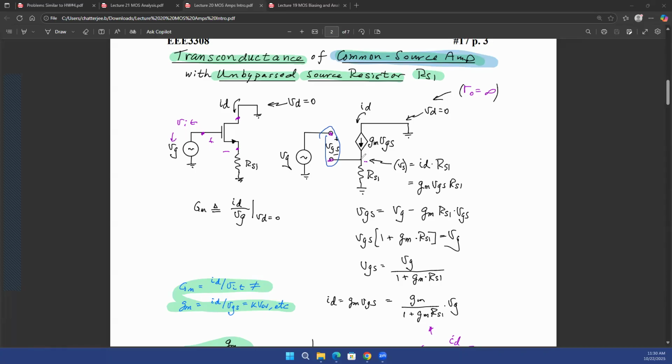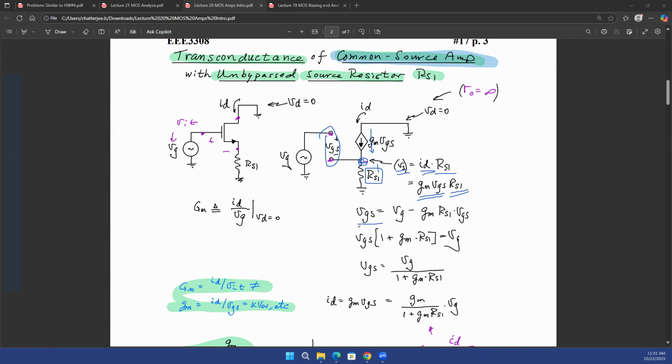But is that really so? Do you have no idea? Of course, you can calculate your VS, and that's what is being done over here. Your VS is your current multiplied with RS1. There is a current flowing through, so this is the current. That current multiplied with RS1 will give you the voltage VS, just from Ohm's law. So VS is equal to ID times RS1, and ID is equal to gm times VGS. So gm times VGS times RS1 is your VS. Now you have found out the VS, even though initially you were not very sure because the source was not grounded. You can find your VS to be equal to gm VGS times RS1.